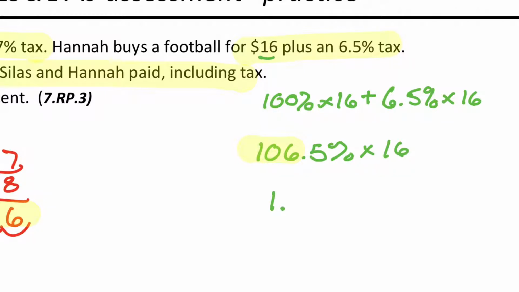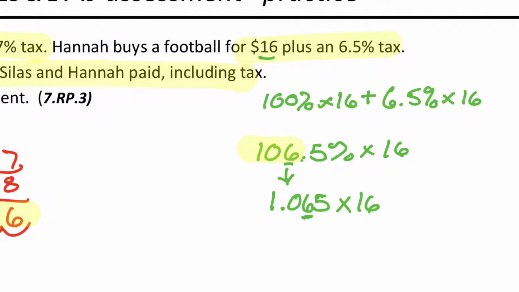100% is one whole amount. 6% looks like 6 hundredths, right? Percent, we're changing the percent to a number here. So 6% is 6 hundredths, and this decimal 5, this little bit more, just goes on the end. So 1.065 times 16, or 1 and 65 thousandths times 16.